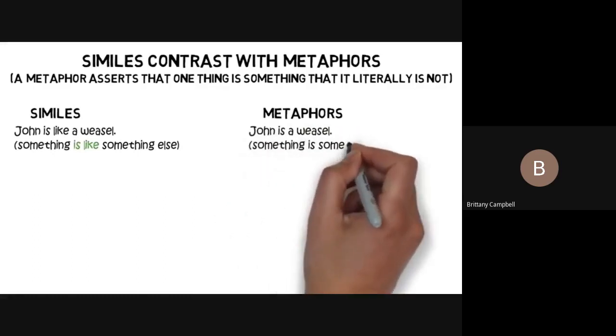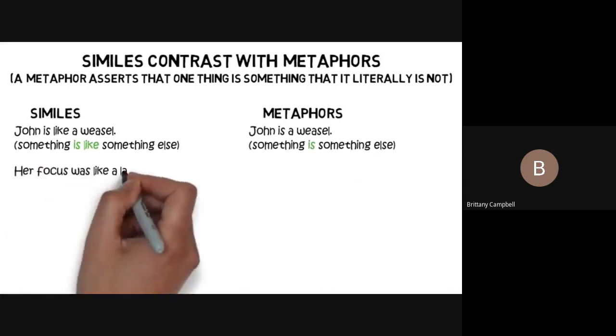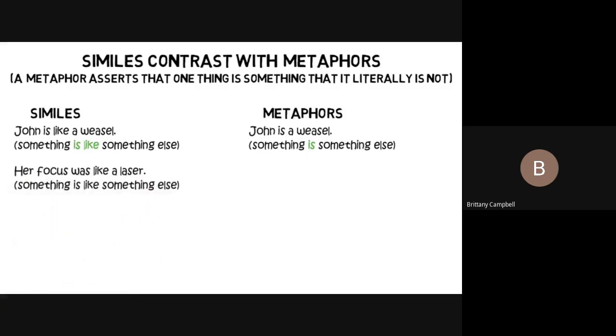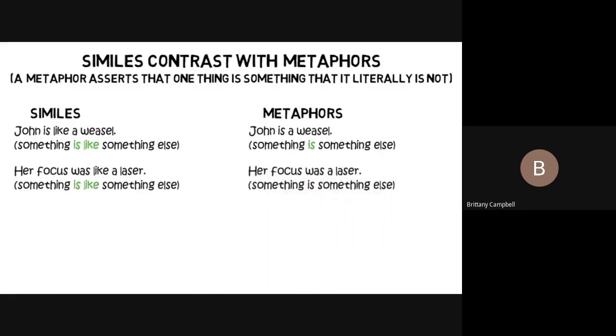John is a weasel. So quite similar, but one is a simile, the comparison, the other that states that something is something is a metaphor. Let's look at another example. Her focus was like a laser. That's the simile. A metaphor, again, similar. Her focus was a laser. Something equals something else. That's a metaphor.